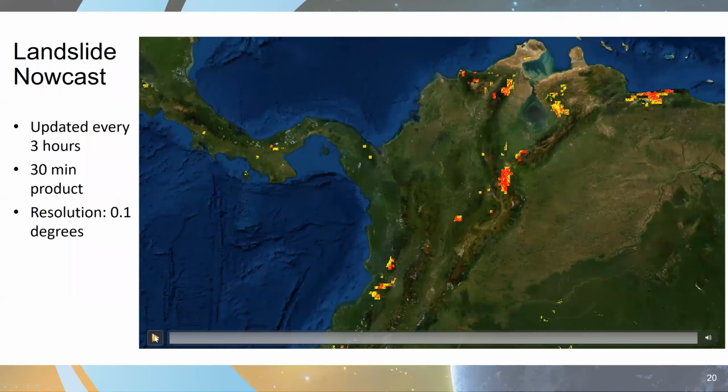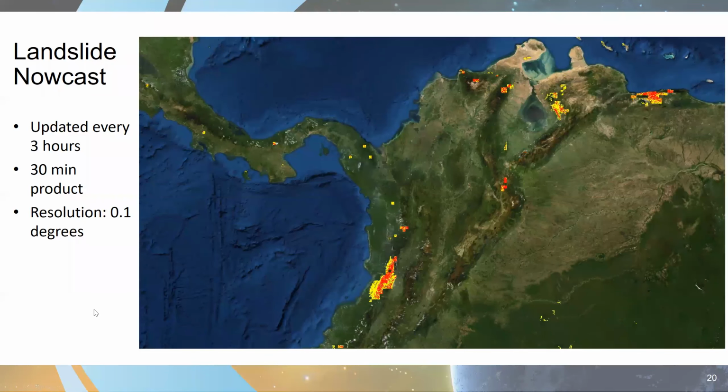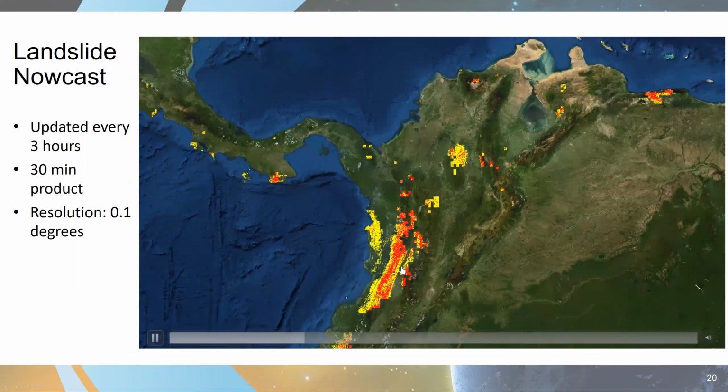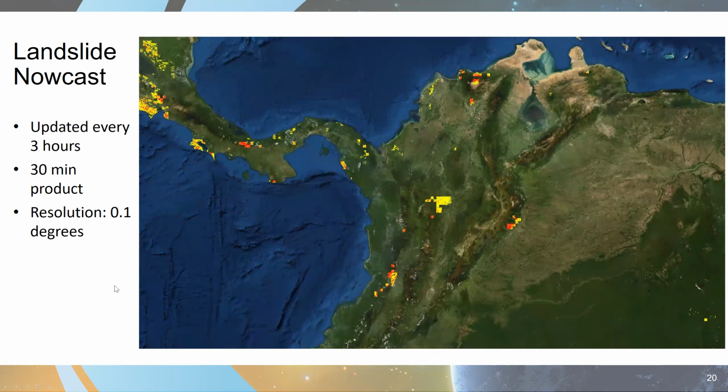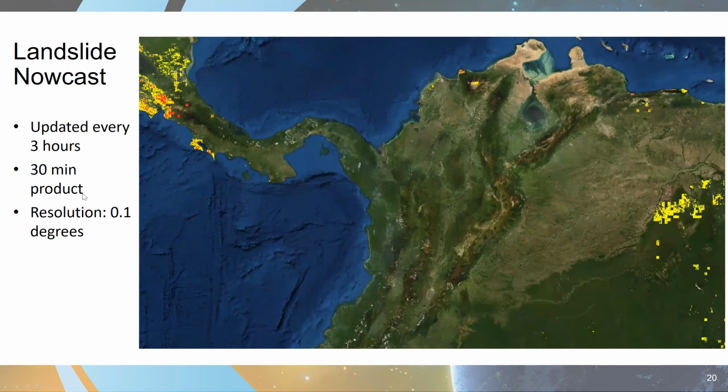The landslide nowcast is tied to the same global precipitation measurement data. That's where the rainfall comes from and determines when there's an increased risk of landslide. So if you bring the two layers in together, you'll see a strong correlation between what they're showing. And this is updated every 3 hours with 30-minute windows that you can go between.